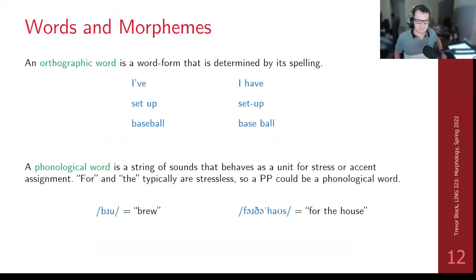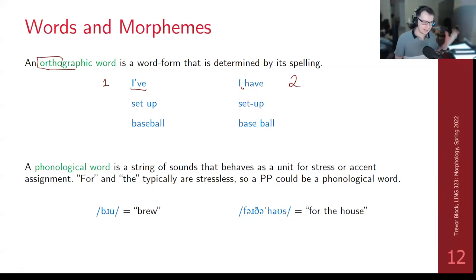Now, how can we define a word? Well, let's talk about two definitions of words that are completely useless for us. The first definition we can use is what's called an orthographic word. So this is defining words based on its orthography, meaning how it's written. For example, if you've ever taken LING 200, usually this is how we define words for word counting. So we would say I've, I-apostrophe-V-E, is one word because there are no spaces in the spelling. But I have, which has a space there, would be two words.